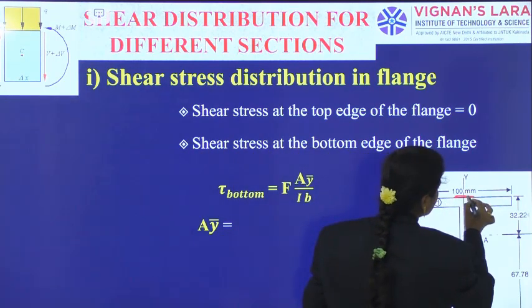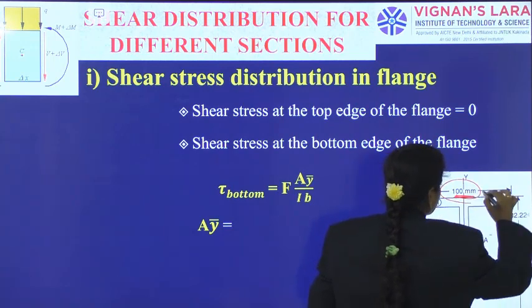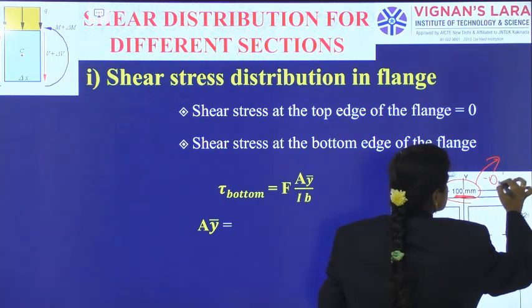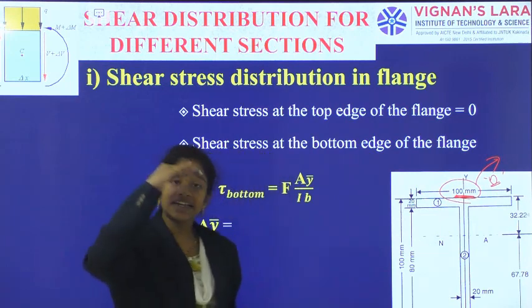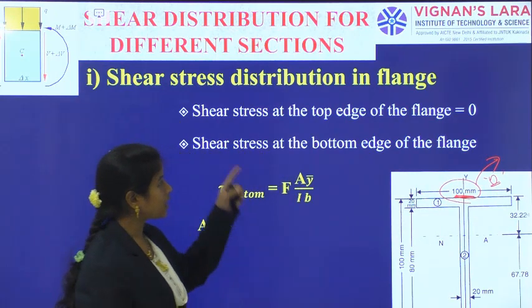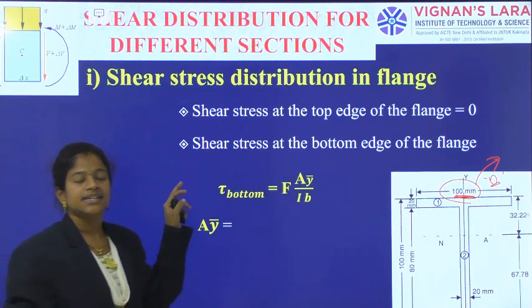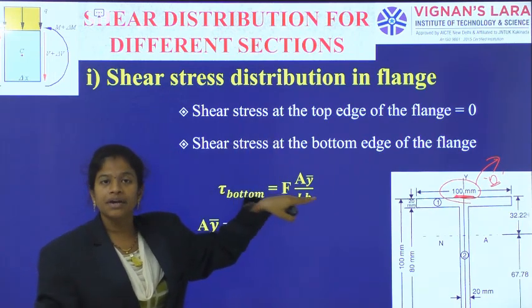Because at the top edge of the flange, this shear stress is 0. That is the complete extreme edge of the beam. Okay. Next thing, I need to calculate shear stress at the bottom edge of the flange.